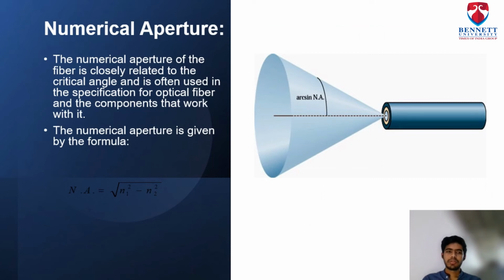Fiber optics also uses the principle of numerical aperture. The numerical aperture of the fiber optics is closely related to the critical angle and is often used in the specification for optical fiber and the components that work with it.